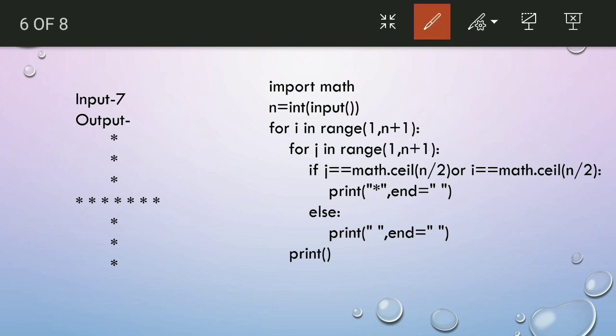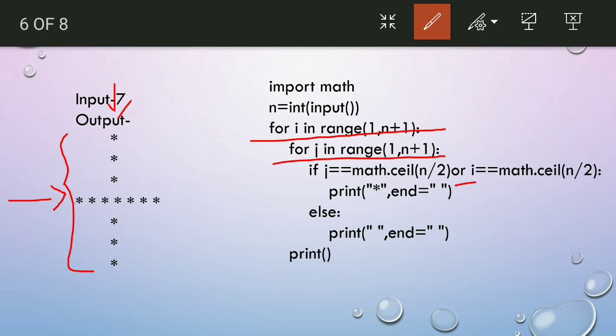So we want the middle row as well as the middle column. In this, this is the middle row and this is the middle column. For this one we have taken 7 rows and 7 columns. Now there will be 2 conditions connected with an OR.